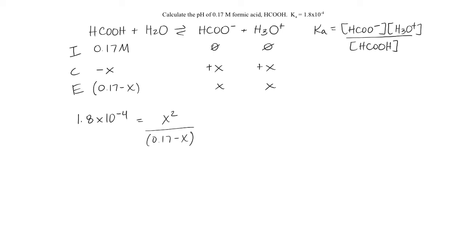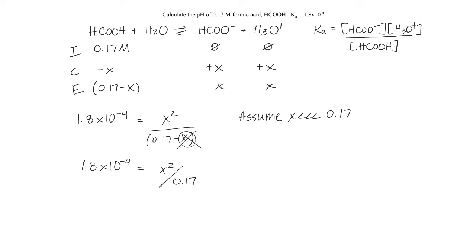Remember, since we are dealing with a weak acid here, we can assume that x is going to be much, much less than 0.17, which allows us to simplify this expression in the denominator and leave us with 1.8 times 10 to the minus 4 equals x squared over 0.17.